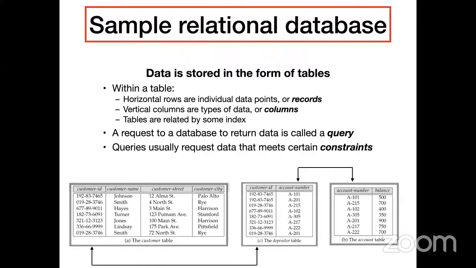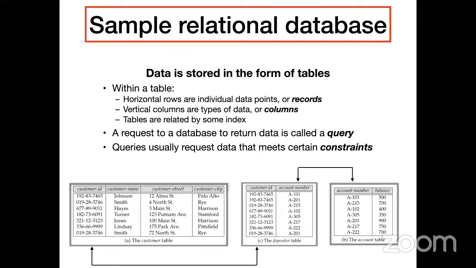For example, this is a database for a bank where there are customer IDs and customer names. So this is one table, the first one. The second one is a table which maps the customer ID to the account number. The third one maps the account number to the balance.